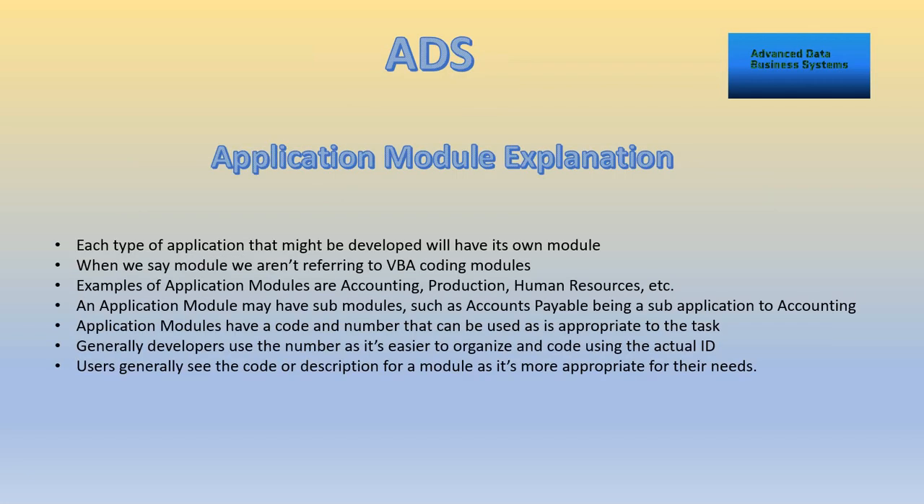Application module in our context here is not the same as VBA modules. An application module is the way we differentiate different sets of jobs that are created for use in different organization departments, like accounting and asset management. There can be submodules, like accounts payable, to the overall accounting module, but they each have their own identity. Application modules have both a code and a number. The code is usually 2 or 3 alpha characters, and the number is just that, a digit or digits.